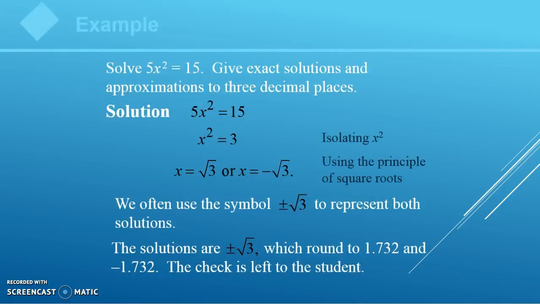So here's the first example. We have the equation 5x squared equals 15. We're going to divide both sides by 5. We get x squared equals 3. And then we use the principle of square roots by taking the square root of both sides. So x is going to equal the square root of 3 or the negative square root of 3. So plus or minus the square root of 3 is how we typically say that. So that is one particular example.